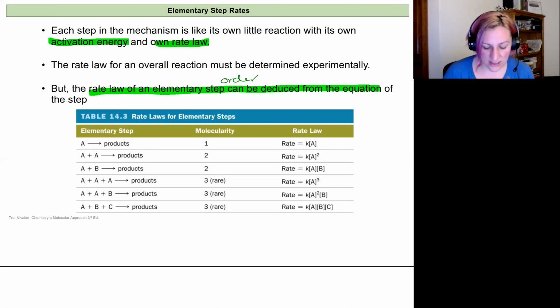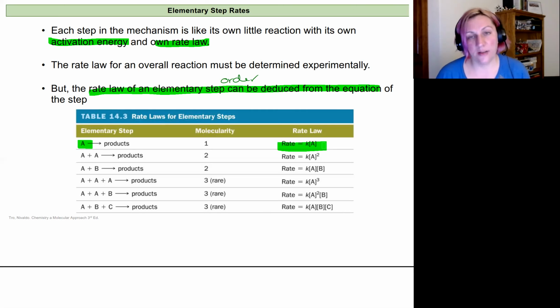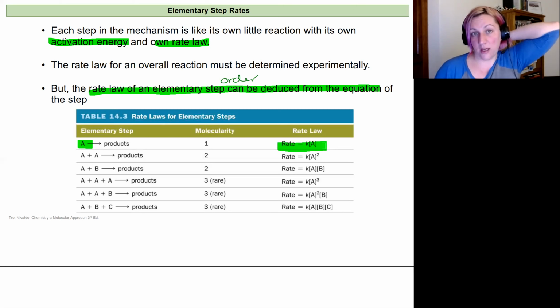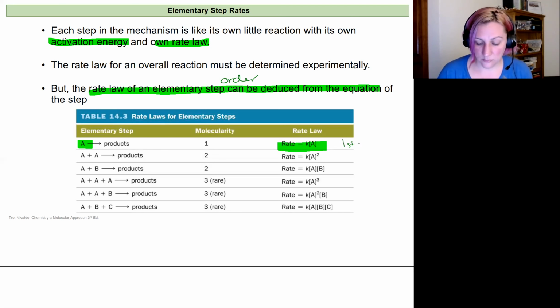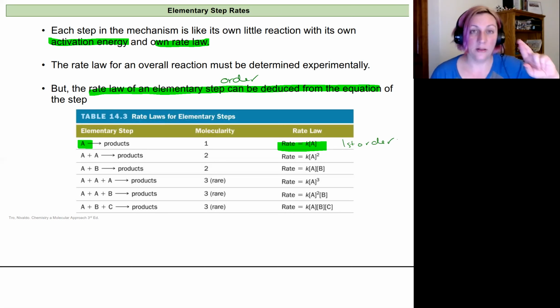And so if we just have one reactant in our elementary step, we can have a rate law where the rate is equal to the rate constant times that concentration. And so that's going to be first order. Now, if it's two of the same, then we can say it's second order with respect to that reactant.